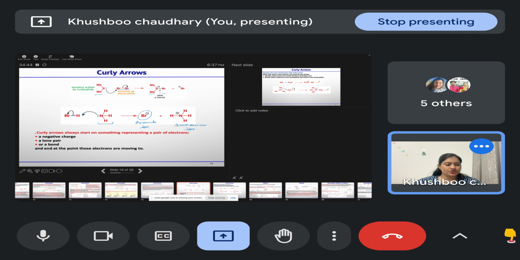So this is the way to use curly arrows. Curly arrows start from the negative charge, a lone pair or a bond, and end at the point where electrons are moving.